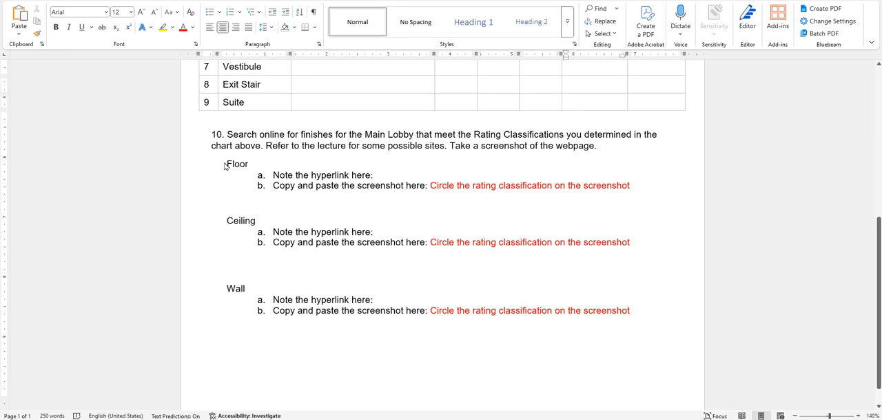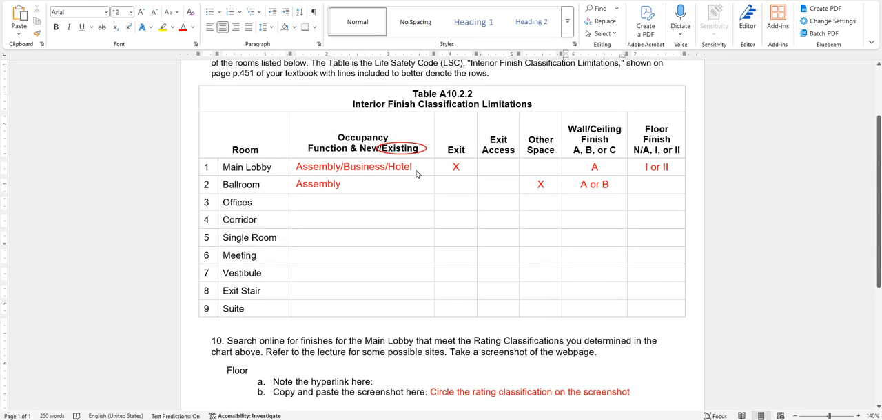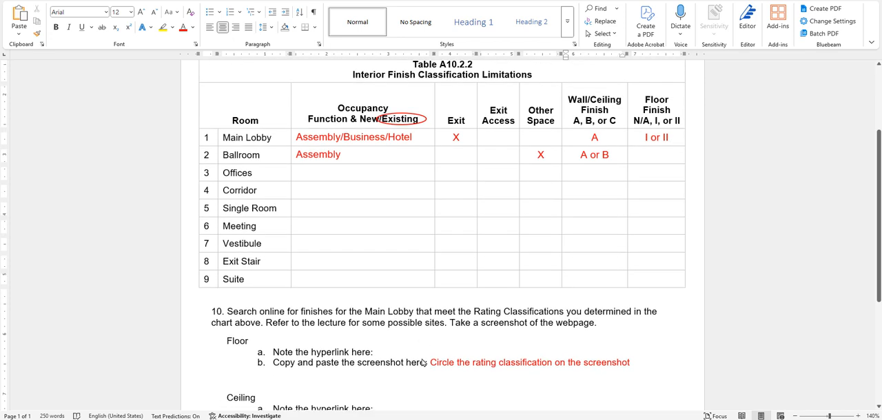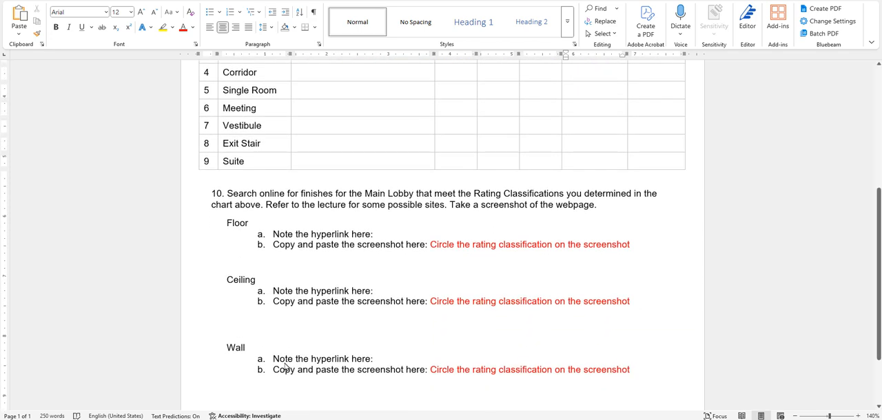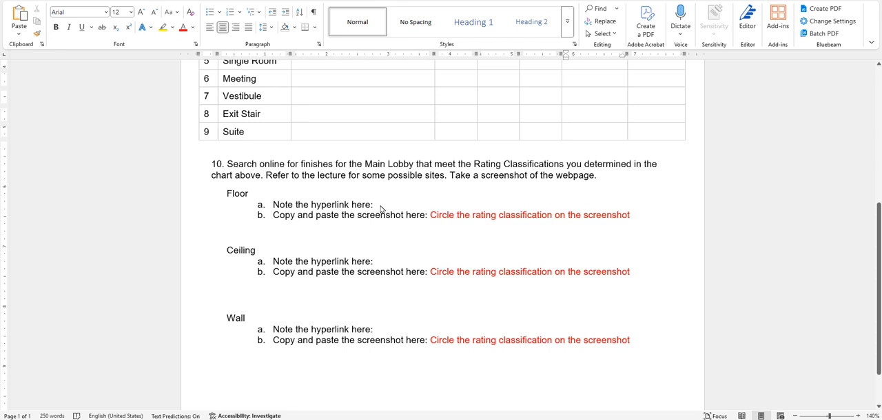Then you have to find a floor, ceiling, and wall finishes for the main lobby. And the main lobby is right here. So we're looking to go online, using the lecture for some possible sites, to find the wall finish, floor finish, and ceiling finishes. And we know that the wall and ceiling finish is going to be A only, and the floor finish is I or II. And once you find the information, put the hyperlink there. Put a screenshot of what you've got and make sure you circle the classification on the screenshot so it's easily found. And then the assignment's complete.